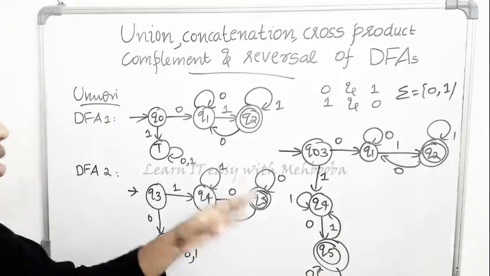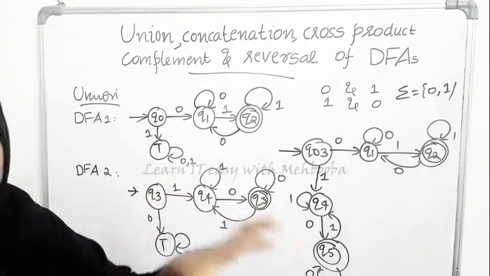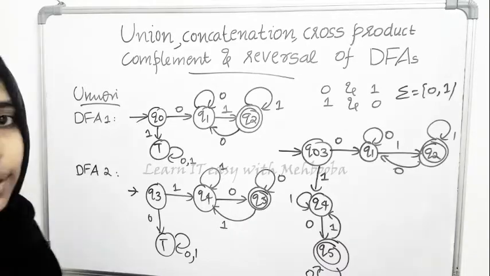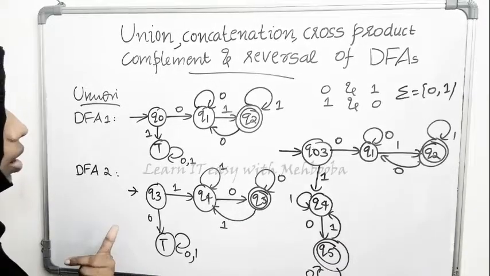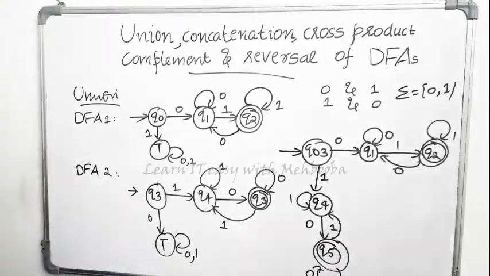So this is the combined DFA. We have to merge the start states together. Okay. Now we will see concatenation of DFAs.